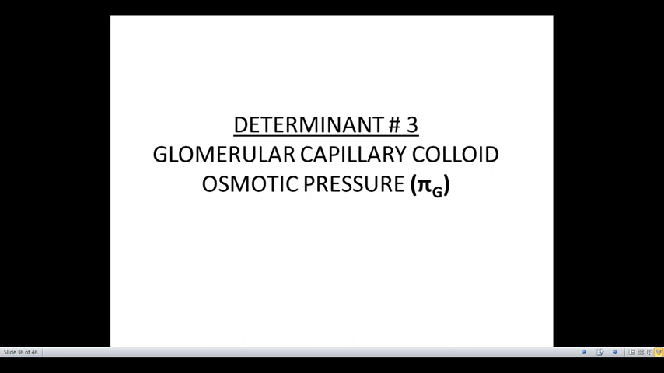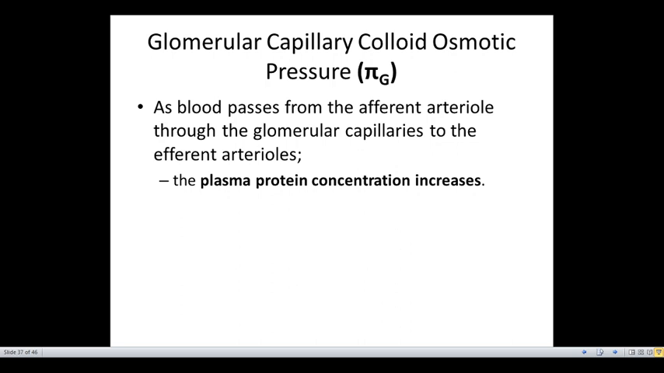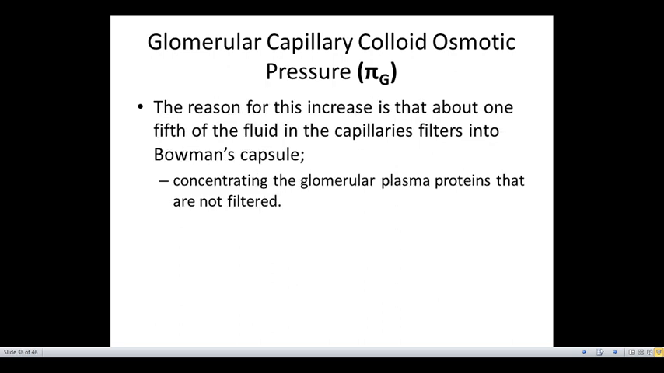Determinant number 3, glomerular capillary colloid osmotic pressure, pi G. As blood passes from the afferent arteriole through the glomerular capillaries to the efferent arteriole, what happens is that the plasma protein concentration increases because of filtration. Now, the reason for this increase is that about 1/5 of the fluid in the capillaries filters into the Bowman's capsule, concentrating the glomerular plasma proteins that are not filtered.